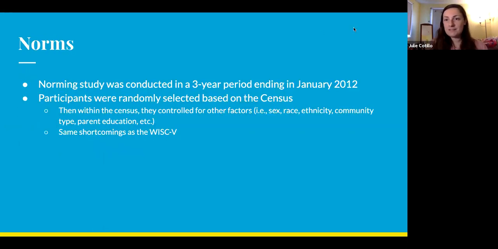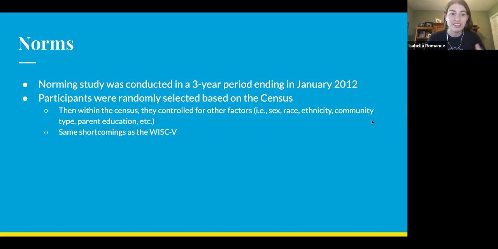Norms. Before we get into the subtests, just to give you an idea of what the norms look like, the norms that this test is based on were established through a 3-year study that ended in January of 2012, so quite a few years ago. The participants in this study were randomly selected using census information, and then other factors were controlled for, like sex, race, and ethnicity. So if this sounds familiar, the shortcomings of the WISC in terms of where they get their norms also apply to the Woodcock-Johnson.